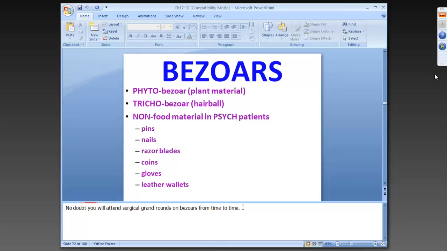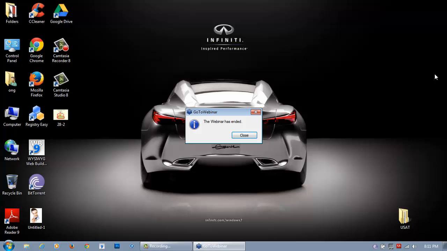Bezoars: phytobezoars, plant material; trichobezoars, hairballs; non-food material in psychiatric patients, pins.